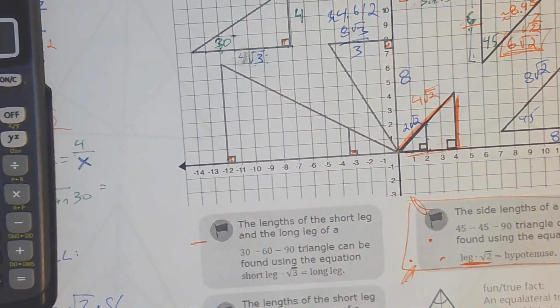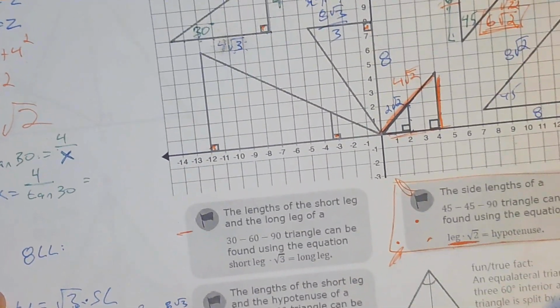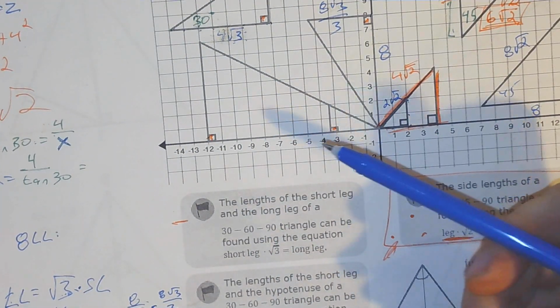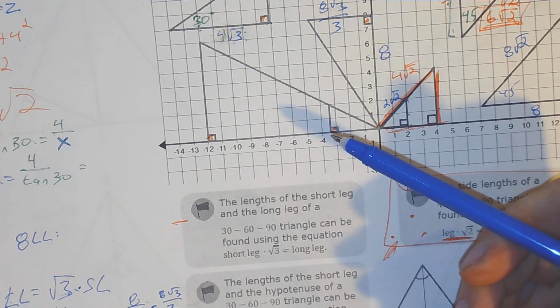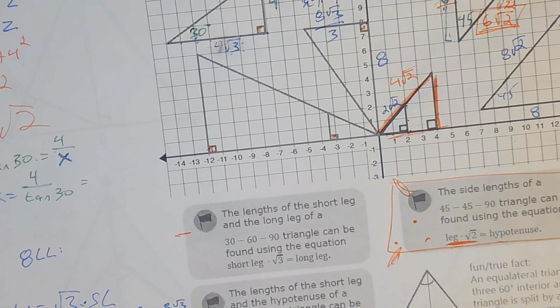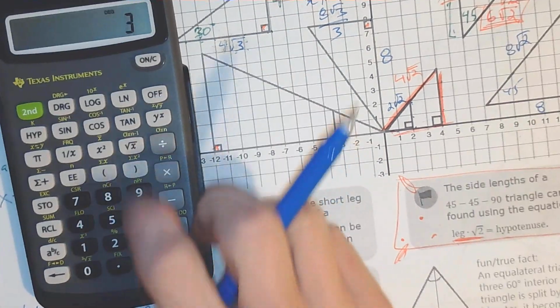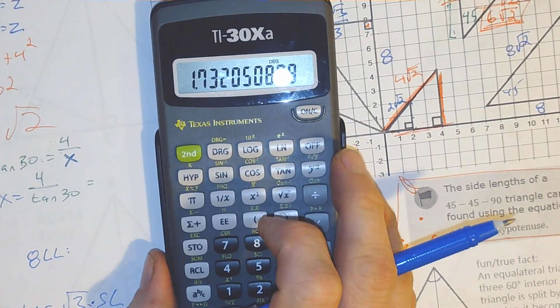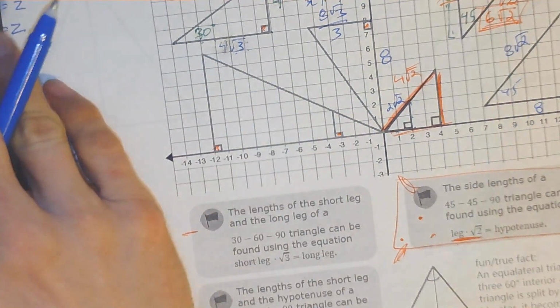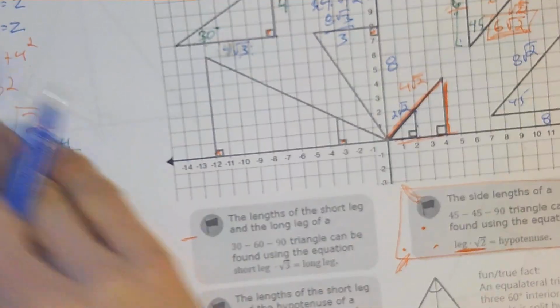Okay, so that is the long leg versus the short leg relationship. Now we have the hypotenuse. Just remember that the long leg is square root of 3 times the short leg. The square root of 3 is about 1.73, about 73% longer, if you want to remember it that way, in a 30-degree triangle.